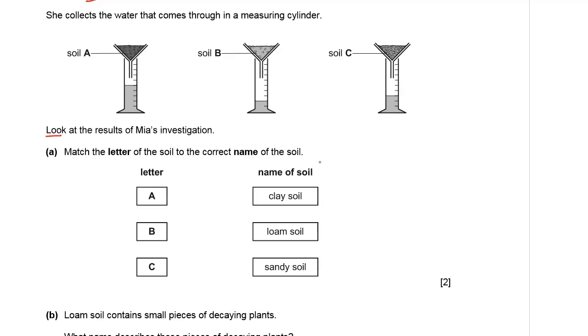Alright, so what is A? You can see A has allowed the most water to go through, so it holds very little water, and that soil could be sandy. Sandy soils do not hold a lot of water. Look at B. B has allowed the least amount of water to go through it, therefore it holds the most water, and that can only be a clay soil. Clay soils retain much water. And lastly, C therefore is loam soil.